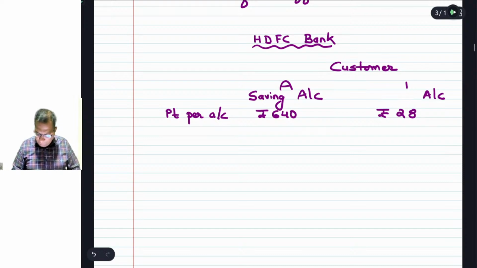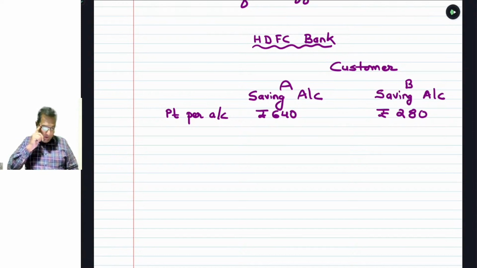Suppose customer B is also our saving account customer. So now tell me, beta, minimum three reasons why the profit per account from the same product, saving account here, but the customers are different. Why there is a difference between profit per account from the viewpoint of HDFC Bank? I require minimum three reasons.